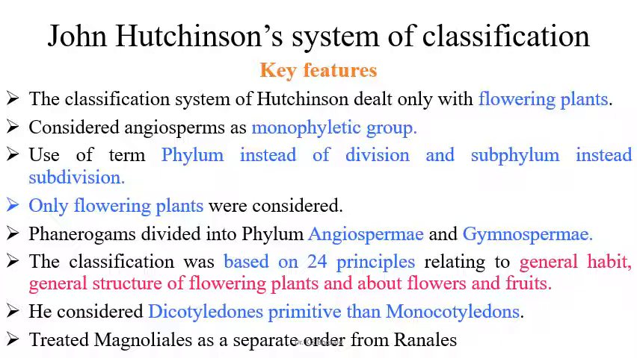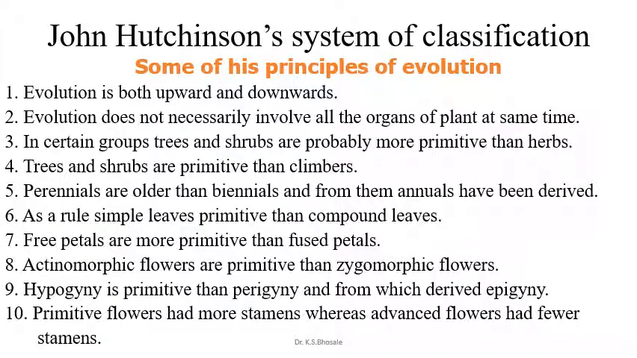The classification is based on 24 principles relating to general habit, general structure of flowering plants, and about flowers as well as fruits. He considered dicotyledons more primitive than monocotyledons, like Bentham and Hooker. He treated Magnoliales as a separate order from order Ranales. His system was based on 24 principles, and out of those, let's have a look over some of the important principles.